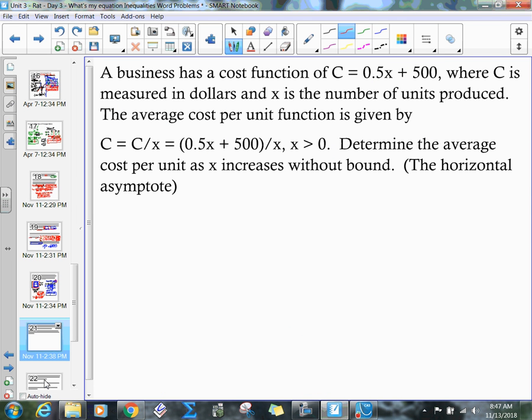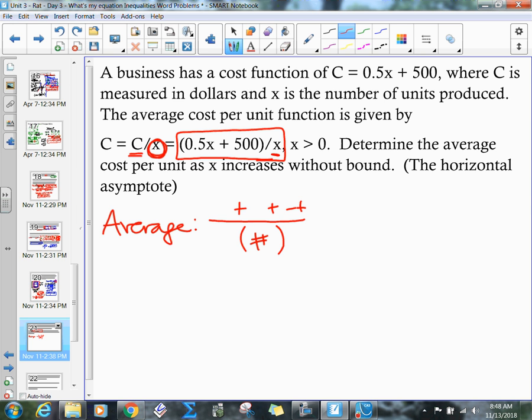A business has a cost function of this, where C is measured in dollars and x is the number of units produced. To find the average cost, think about an average. You usually add a bunch of stuff up, and then you divide by the number of things that were added together, right? So if your cost is this equation, I'm going to divide by the number of things we created. And so their average cost looks like this. Look, they divided by x.